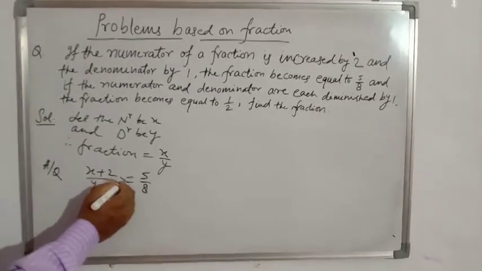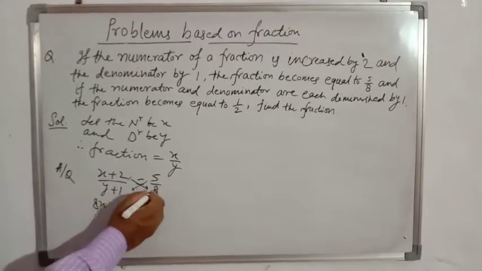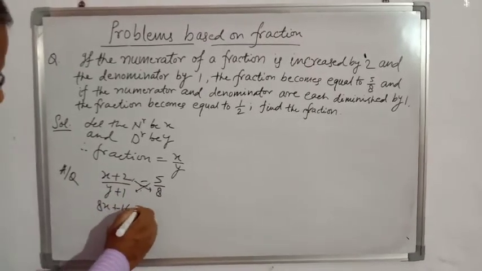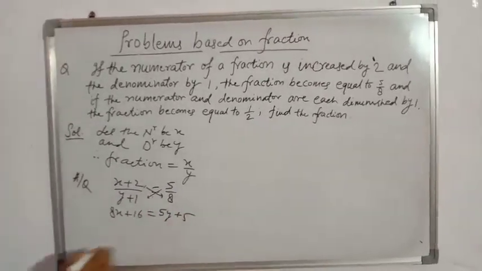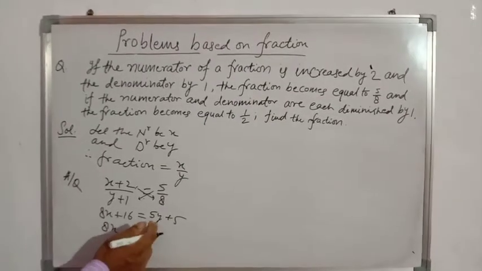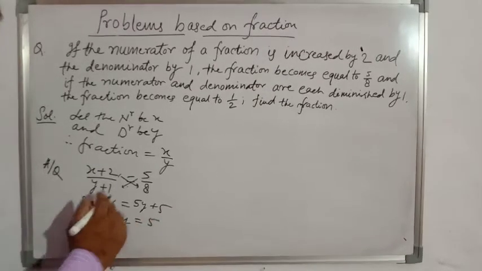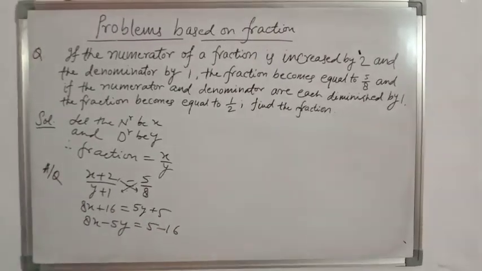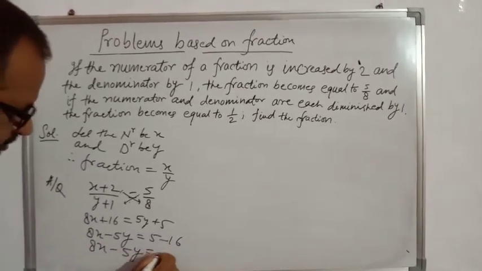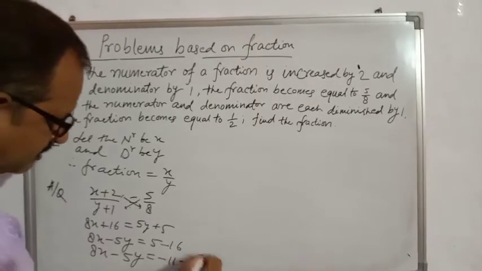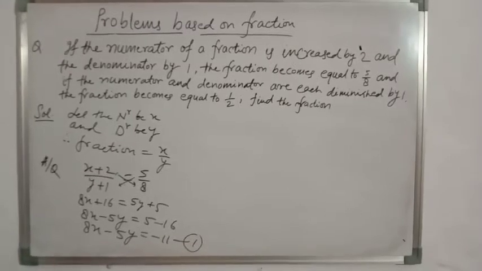Cross multiply. So 8 into x, 8x, plus 8 into 2, 16. 5 into y, 5y plus 5. 8x, transpose 5y to the left side, minus 5y, is equal to 5, transpose 16 to the right side, 5 minus 16. So 8x minus 5y is equal to minus 11. It is equation number 1. 8x minus 5y is equal to minus 11. This is the first equation.